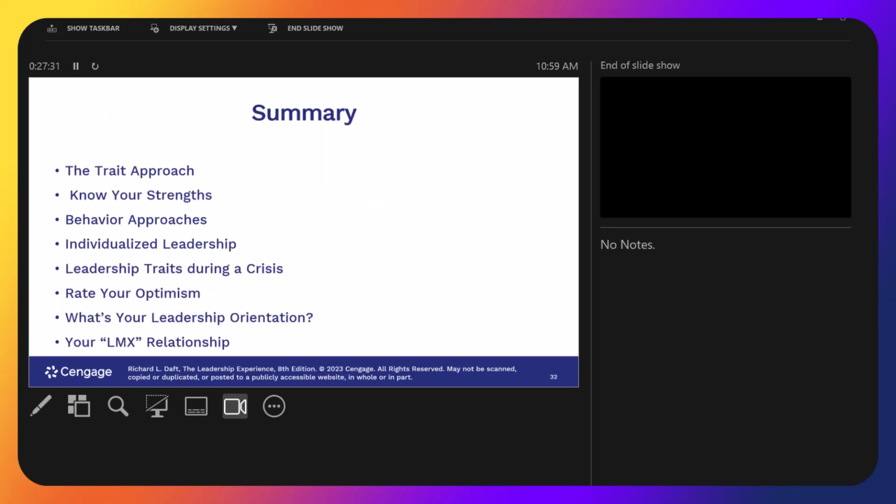So in summary, we talked about these things right here. I won't go through all those again. But the one thing I will mention is, what's your leadership orientation? What type of leader are you? And when you think in terms of what type of leader you are, let me digress. Think about the type of leader you would like to work for. And then ask yourself, what type of leader am I? That concludes chapter 2.